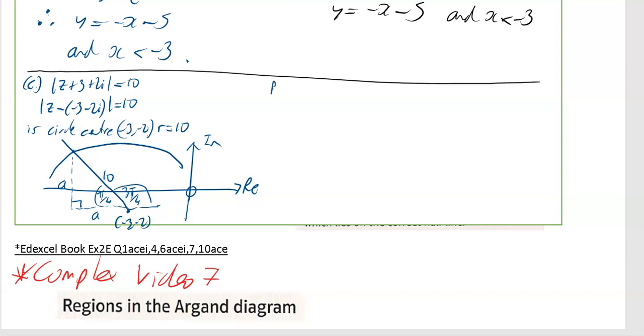So we'll just say that by Pythagoras, A squared plus A squared is equal to 10 squared. That means 2a squared is equal to 100, which means a squared is equal to 50, which means a is going to be equal to 5 root 2 as an exact value.